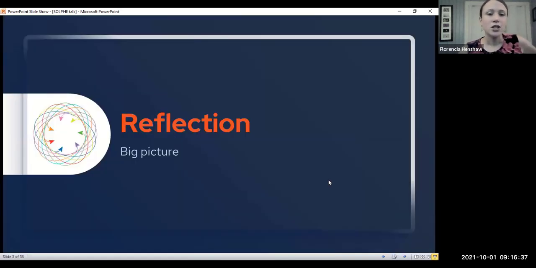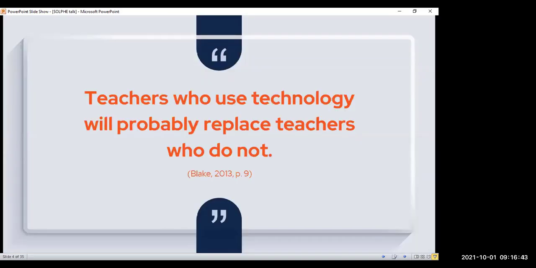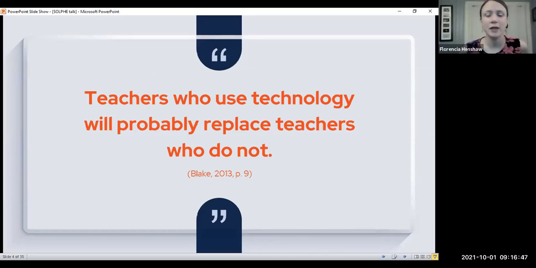So let's start with the big picture questions and aspects of technology integration. I'm going to ask you to read this quote and type in the chat your reactions. It could be something as simple as I fully agree, I disagree, or anything at all that you'd like to say. What is your reaction when you read this quote? Teachers who use technology will probably replace teachers who do not.